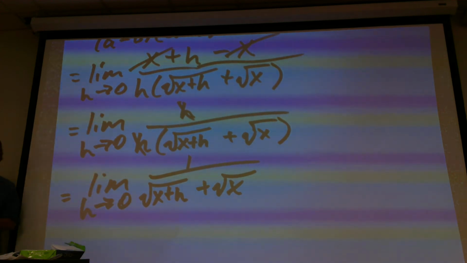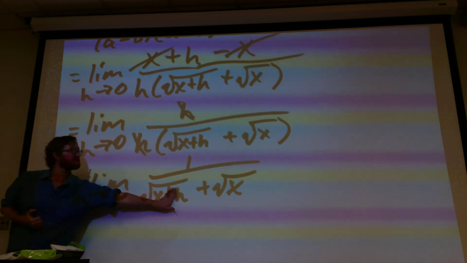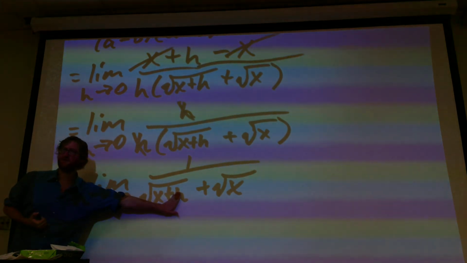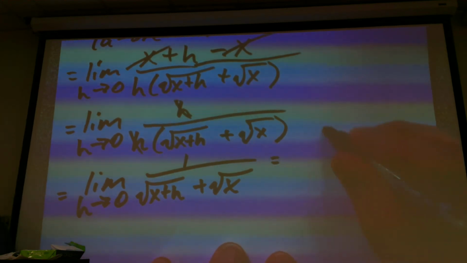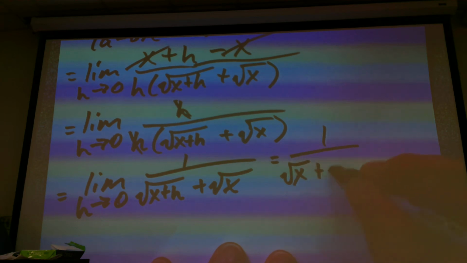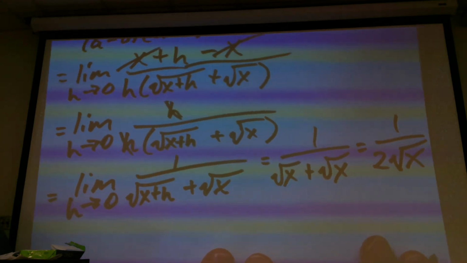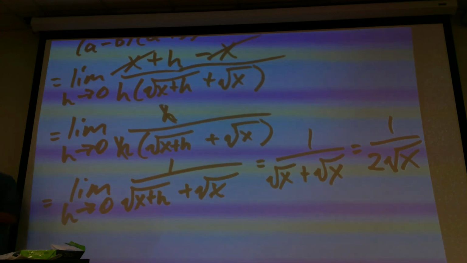Okay, now at this point in the problem, since we eliminated the h that was on the bottom, we can plug 0 in right there and just make that guy disappear. Now that's going to be the square root of x plus the square root of x, which equals 1 divided by 2 square root of x. Okay?